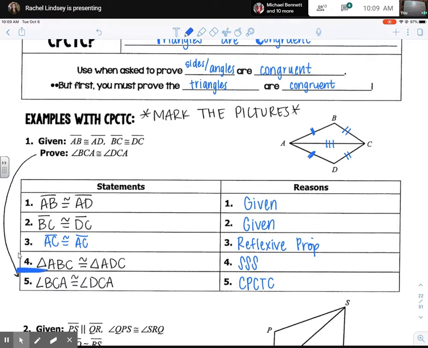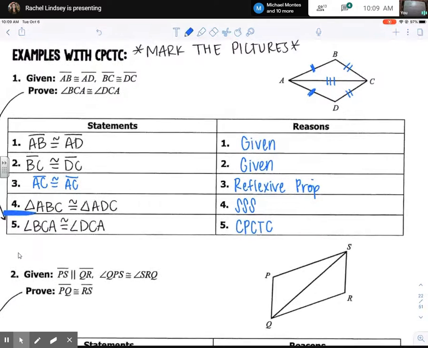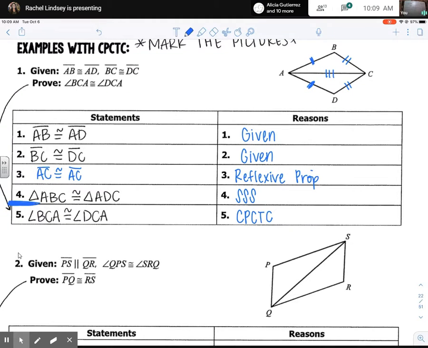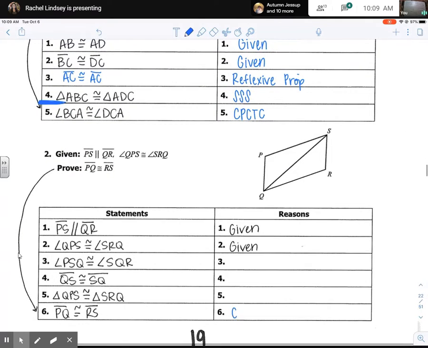CPCTC. So it's just like a regular proof, except it has that extra thing at the end. So anytime you have a proof where you're proving an angle or a side, what's the last reason always going to be? CPCTC. So I already know my last reason on number 2.